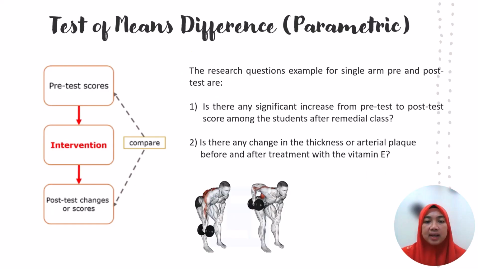At the left-hand side here is a figure for an example of the research design that can employ the paired sample t-test: single-arm pre-test score and the post-test score. So we make a comparison of pre-test and post-test, and between the pre- and the post-test, we have the intervention. According to this figure, we can come up with the research question for the single-arm pre and post-test. There are two research questions.